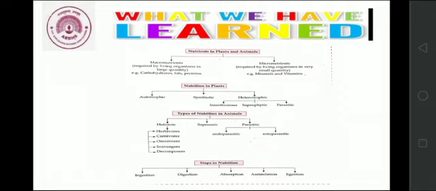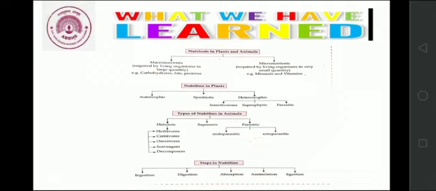After that, nutrition in plants. It is of three types, autotrophic nutrition, symbiotic nutrition and heterotrophic nutrition. Heterotrophic nutrition is further classified into three types, insectivorous, saprophytic and parasitic.